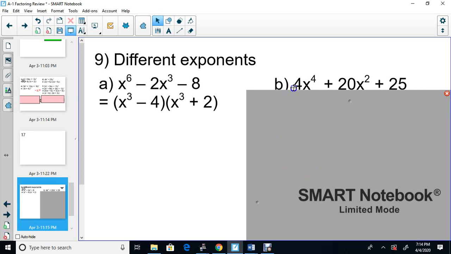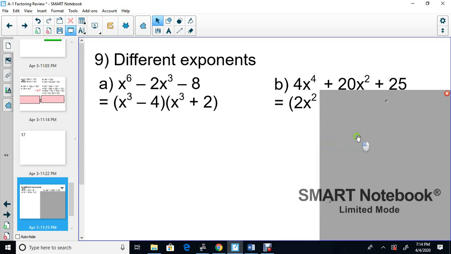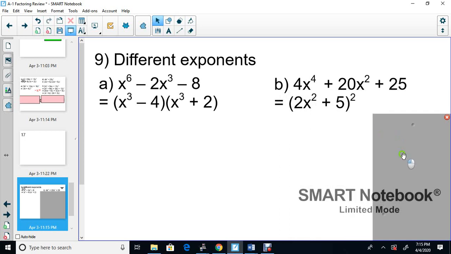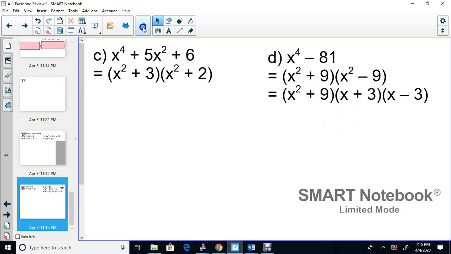Now this is a perfect square. So it's 4x to the 4 plus 20x squared plus 25. 2 times 2 is 4, and 5 times 5 is 25. So here you've got 2x squared plus 5, and then you put the squared at the end. You can check: 2 times 5 is 10, times 2 is 20. It works. Okay, I would like you to do these last two, so I'll just cover them up.